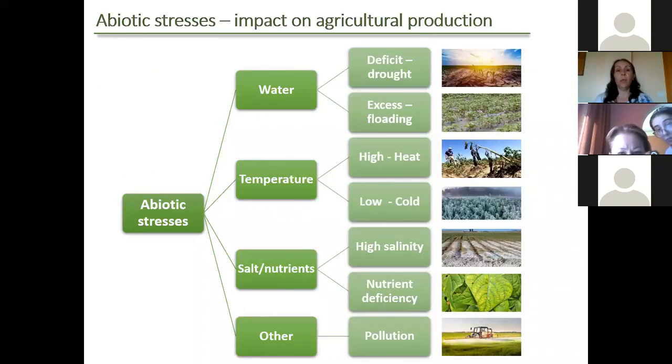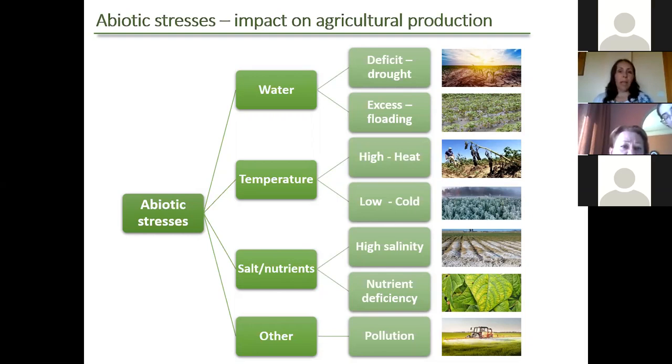Among the abiotic stresses that mostly impact agricultural production, we have those related to water. As you know, a vast area of the world has problems with drought, so water stress. And on the other side, we also have problems with excess of water, with floods, which are usually related to extreme events, with a lot of rainfall in a short period of time. We also have temperature: in some parts of the world we have heat stress, but we can also have problems with cold.